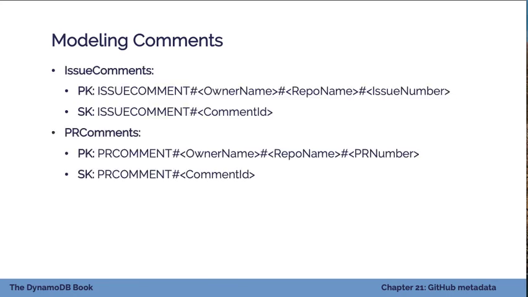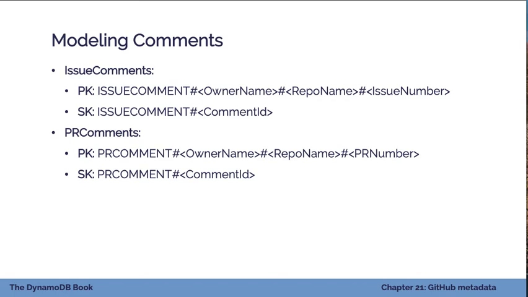So here's the pattern we're going to use here. We have issue comments and PR comments. The PK pattern we're going to use for issue comment is going to be ISSUECOMMENT in all caps, then owner name of the repository name, and that issue number. And then that sort key will be ISSUECOMMENT hash and the comment ID.